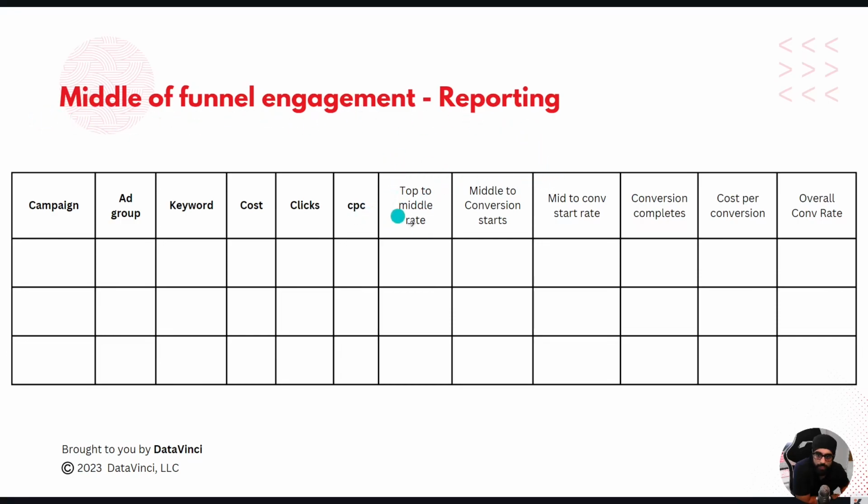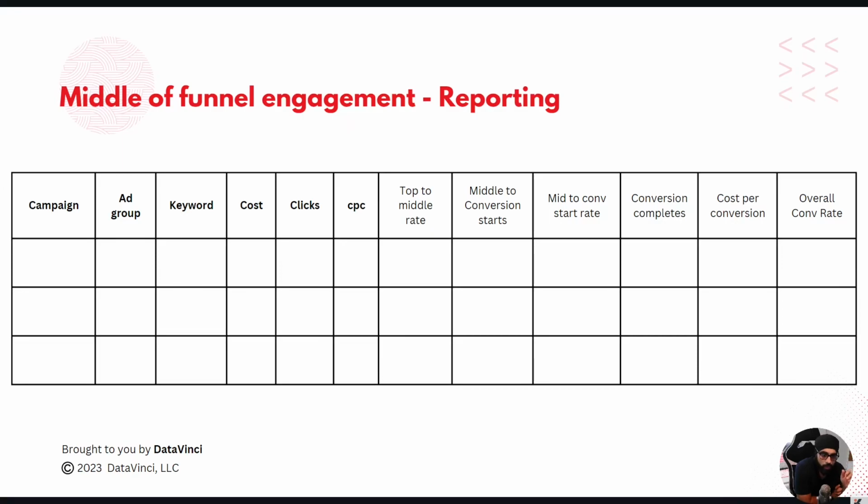Okay, then the middle of the funnel engagement. So you can get the top to middle rate. It can be, let's say, a product to add to cart that you have already calculated in the top of the funnel engagement. But let's say you want to calculate the cart to checkout rate. Or if you have a lead generation page and it's just a single page, the middle can be the number of people who are engaging with a CTA.